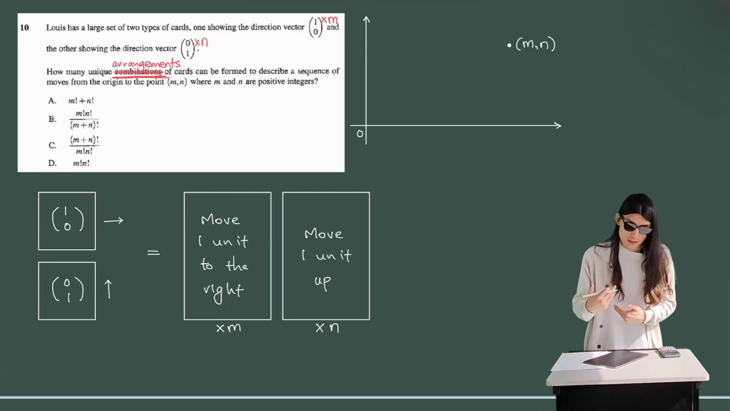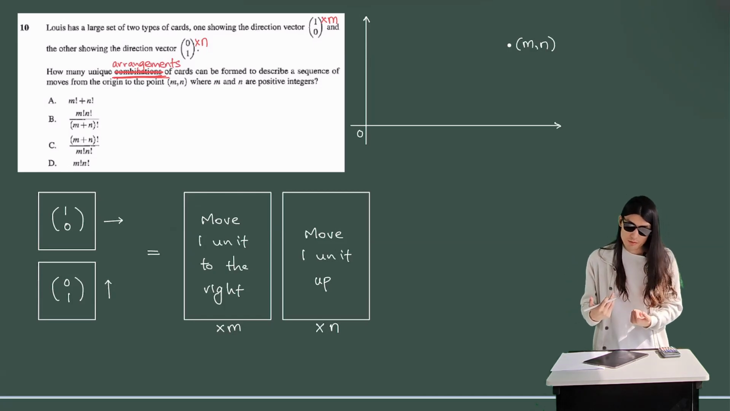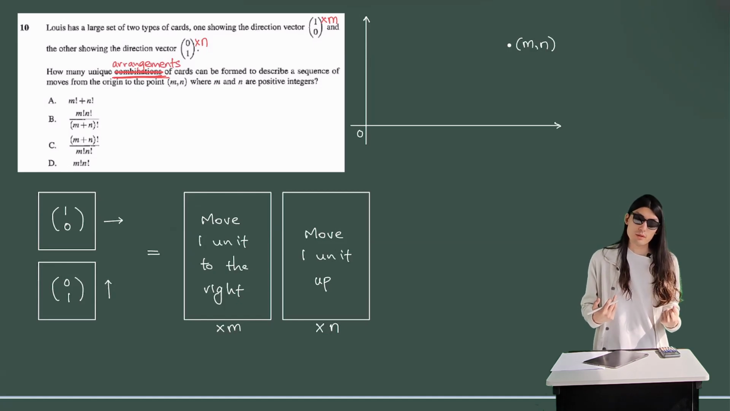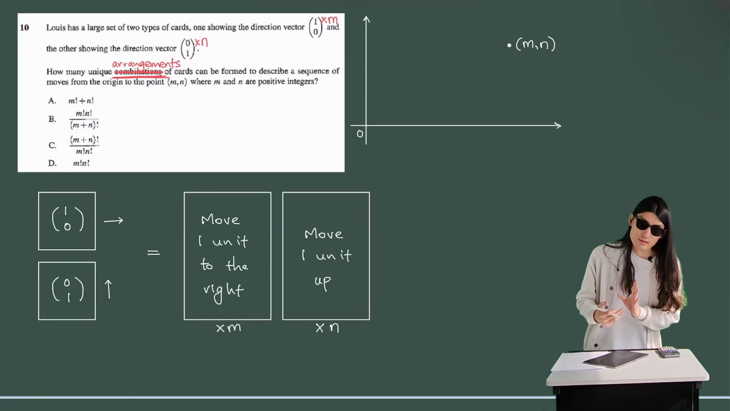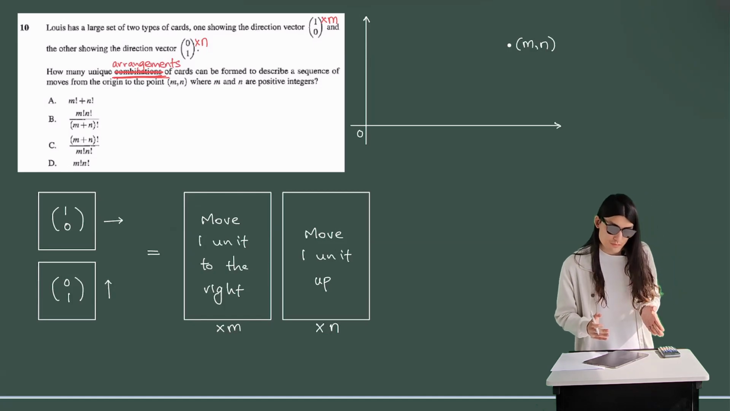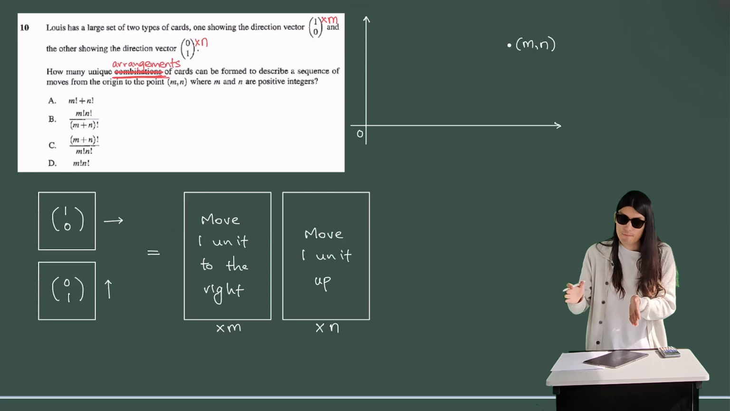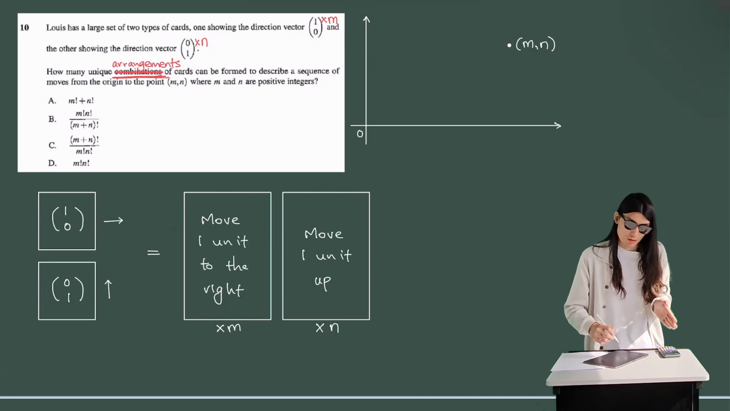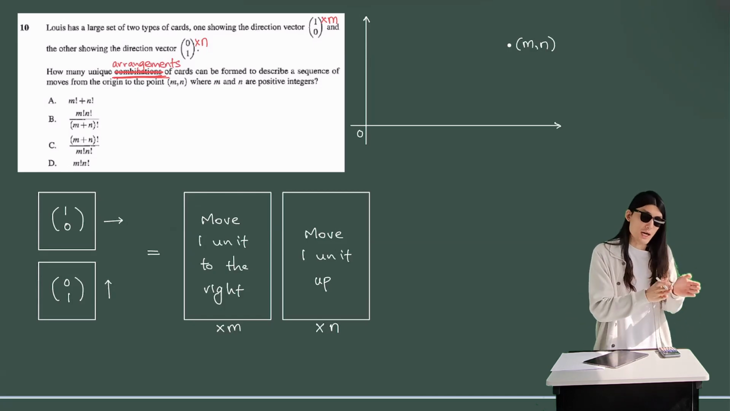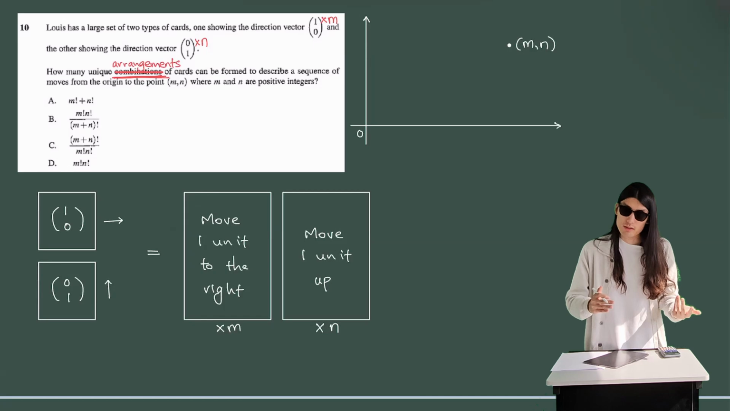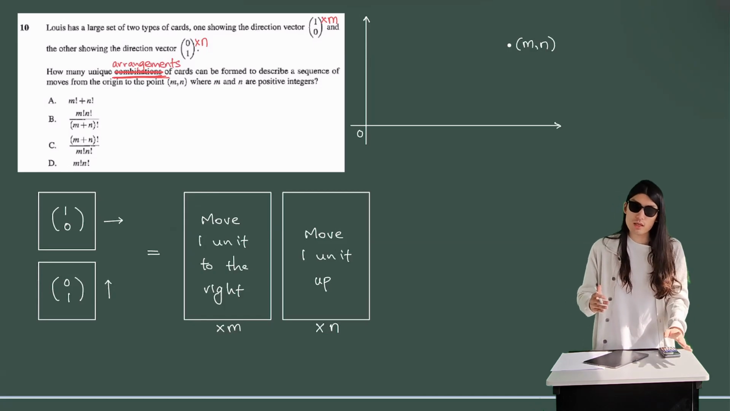How many arrangements of these cards are possible to describe a sequence of moves that go from the origin to the point m comma n? Okay, now that's a different story, because ultimately you will still have m of the cards that make you move 1 unit to the right and n of the other card that makes you move 1 unit up.